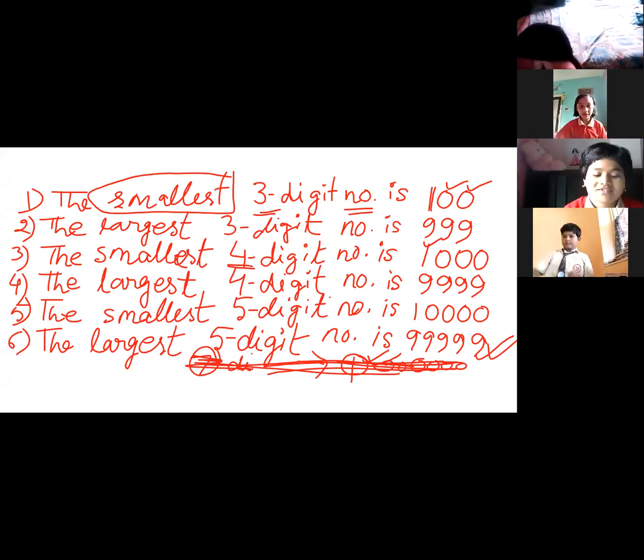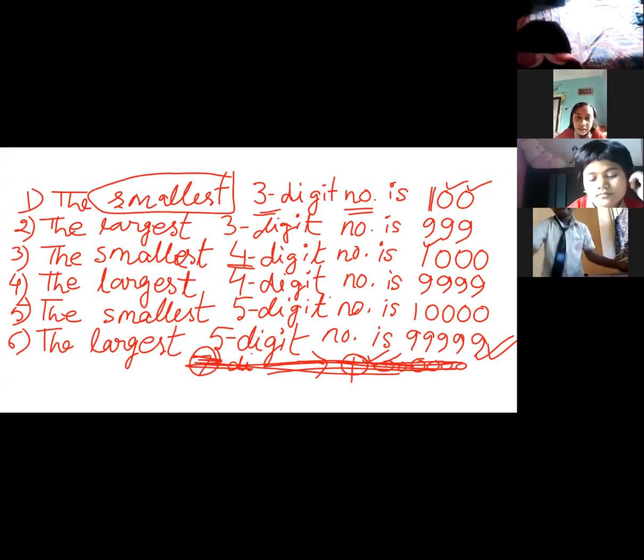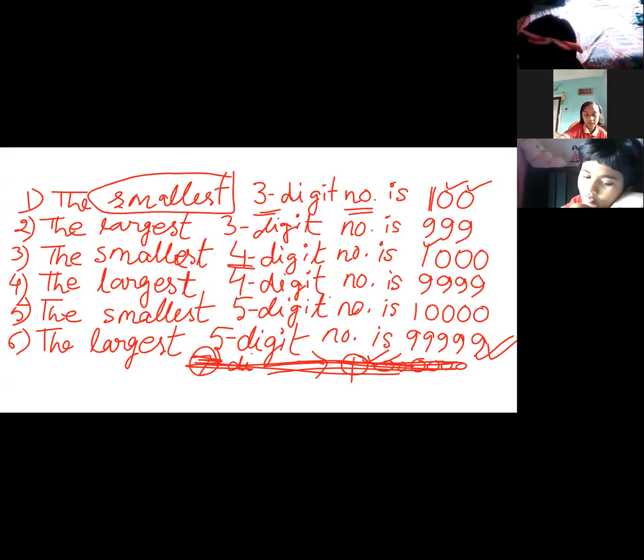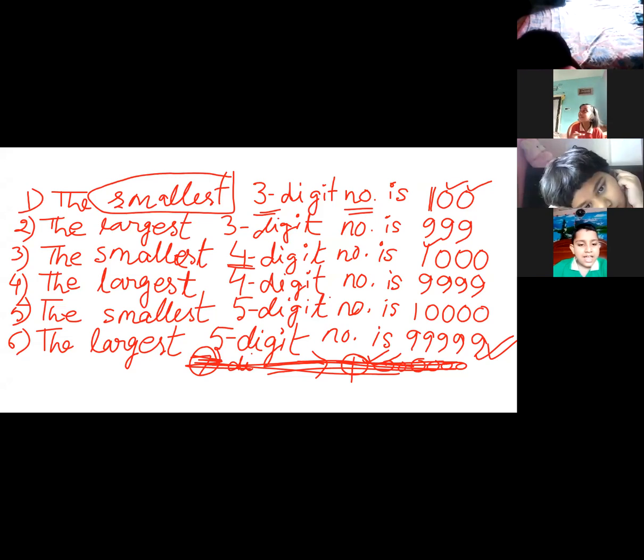Have all of you written up to this? Okay, so basically two things you have to remember. When it is largest or smallest: when it is the largest number, then we have to put 9. How many times? If it is given largest 4-digit number, then 4 times. Largest 7-digit number, then 7 times. Largest 5-digit number, then 5 times.